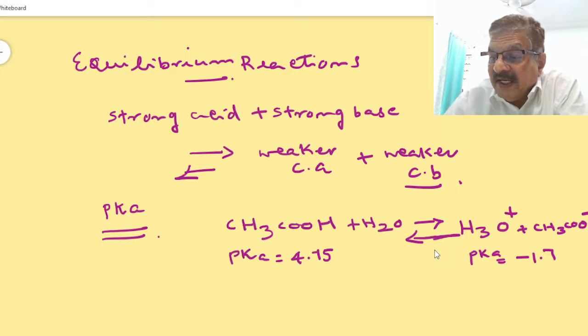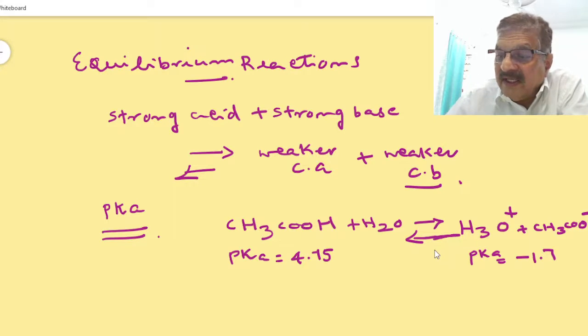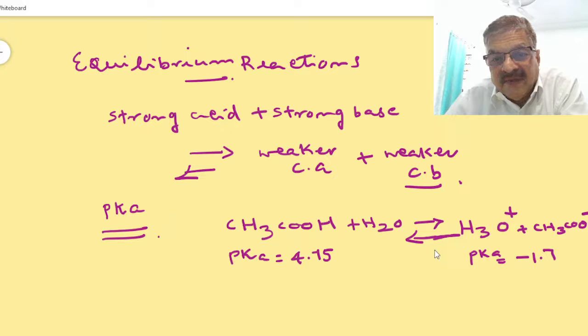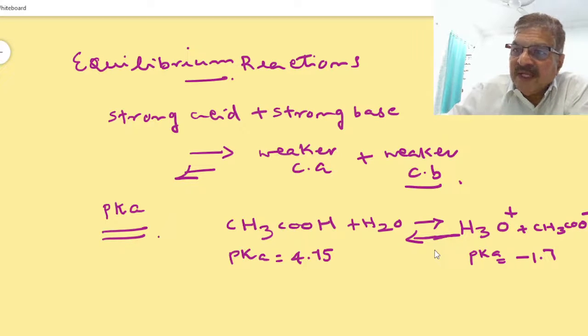So it is indicative of the extent to which the equilibrium is shifted towards the direction of the weaker acid here. That is the difference in the magnitude of the pKa values. It is indicative of the extent of shifting the equilibrium in the direction of the weaker acid. So this is the basic thing about equilibrium reactions here.